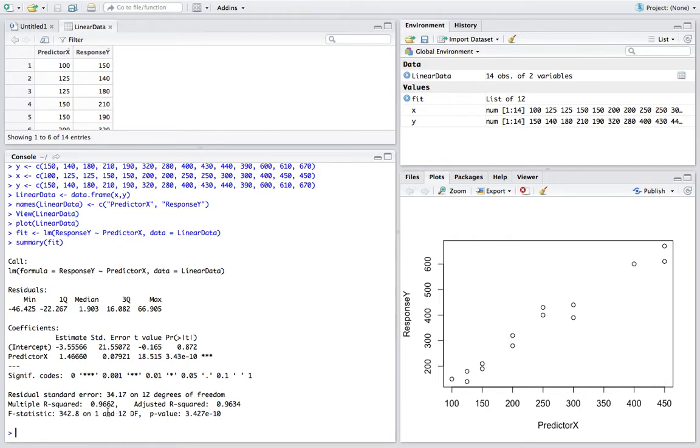It'll also tell us the r squared value and the adjusted r squared, which are both 0.96. So that's a good indication that there is a strong linear relationship here, and that we've explained 96% of the variance in the dependent variable just using one independent variable.